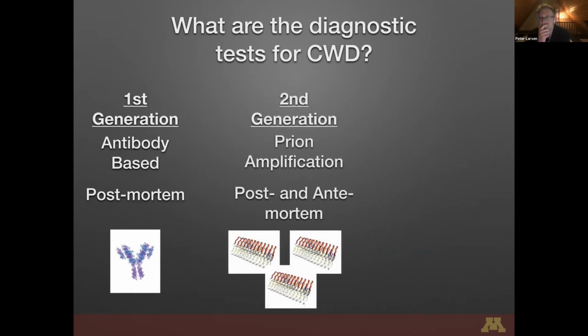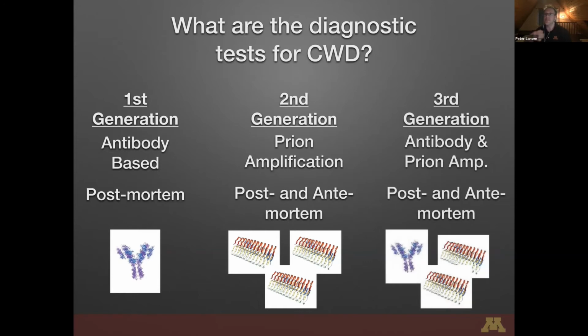Second-generation tools are quite interesting. They're based on prion amplification. So second-generation tools can actually leverage prion biology, how the normal and misfolded prions come together and induce a shape change. That's where second-generation tools reside, in prion amplification. You can use samples from both post-mortem and ante-mortem, so both harvested deer, but also live deer and environmental samples.